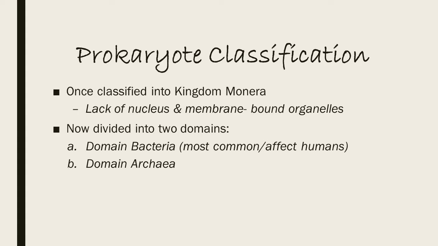However, now that we know more about prokaryotic cells, they have been classified a little bit differently. We now have something called a domain, which is a higher classification than a kingdom. The two domains are domain Bacteria and domain Archaea. Domain Bacteria are the bacteria cells that we most commonly see, the ones that affect humans. If you hear a doctor talk about bacteria, it's most likely going to be in domain Bacteria.